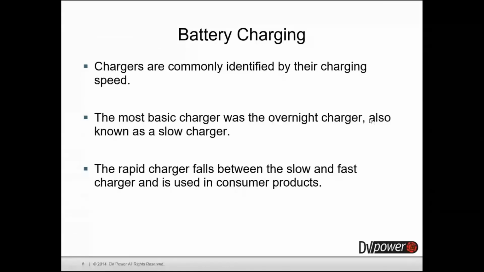Regarding the charging speed, the most basic charger is the overnight charger, also known as a slow charger. We can find that in industrial applications. The rapid charger falls between slow and fast charger and is used in consumer products. And the fast charger can be found in consumer products and in industrial applications. But in industrial applications, people and manufacturers are trying to avoid this fast charger. And we will see why.